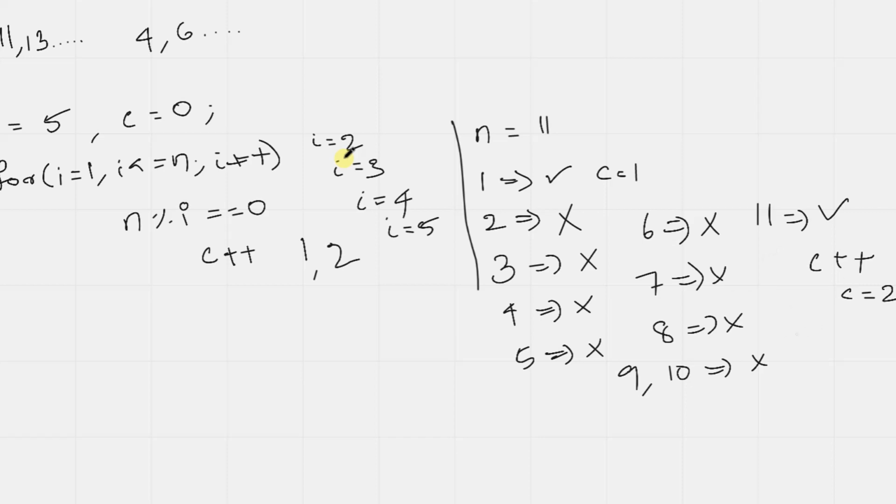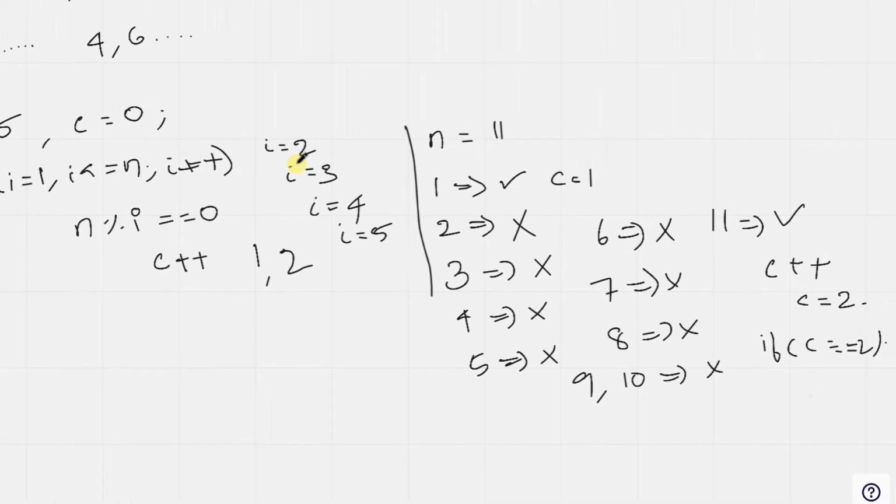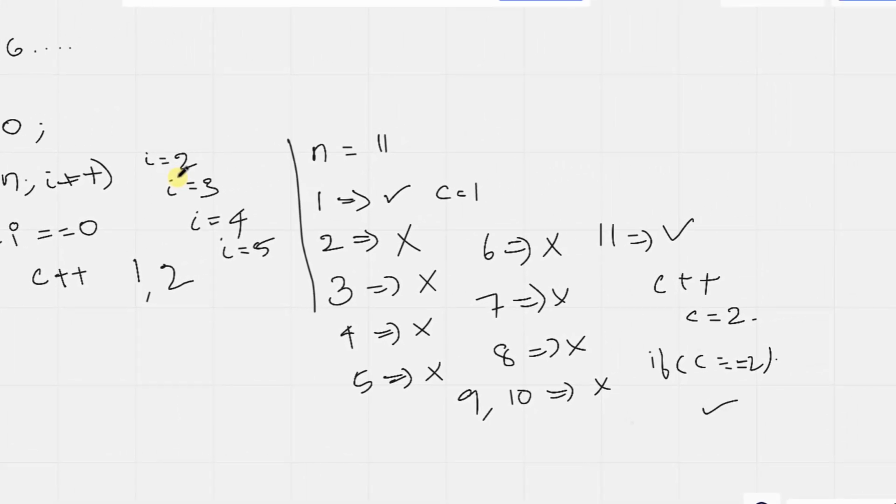So we can keep the condition like this: if c is equal to 2, then that is a prime number, else it is a composite number. So this is one logic. Another method we can use is finding the composite number. Here we were finding the prime number, that means we were checking if that particular number has only two factors. Next we are going to find the composite number.